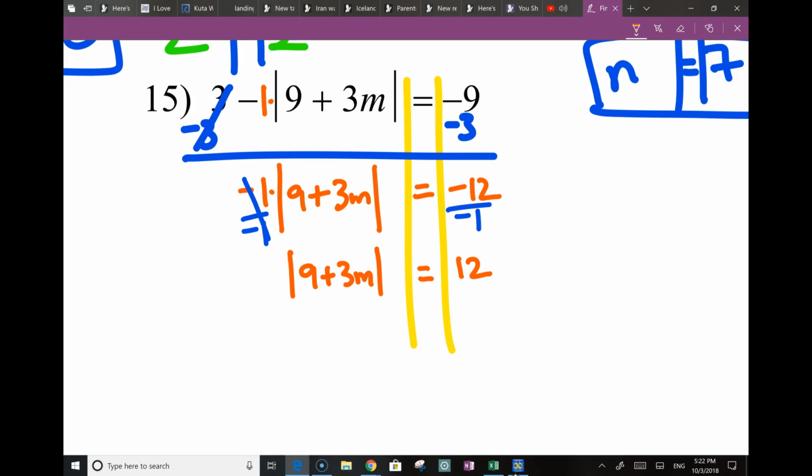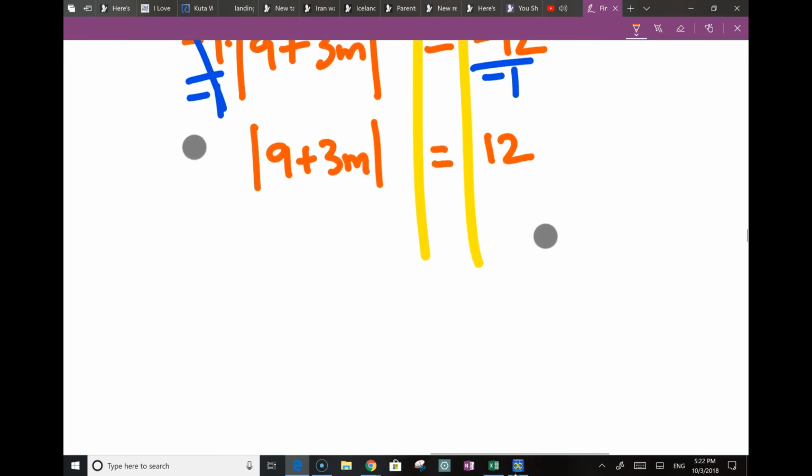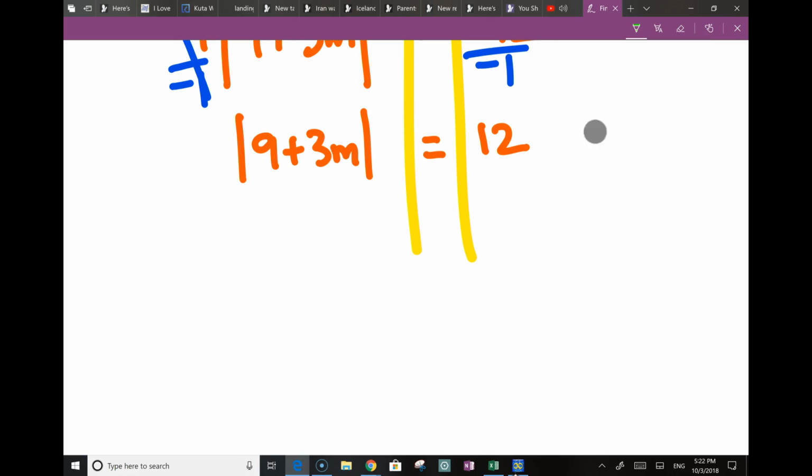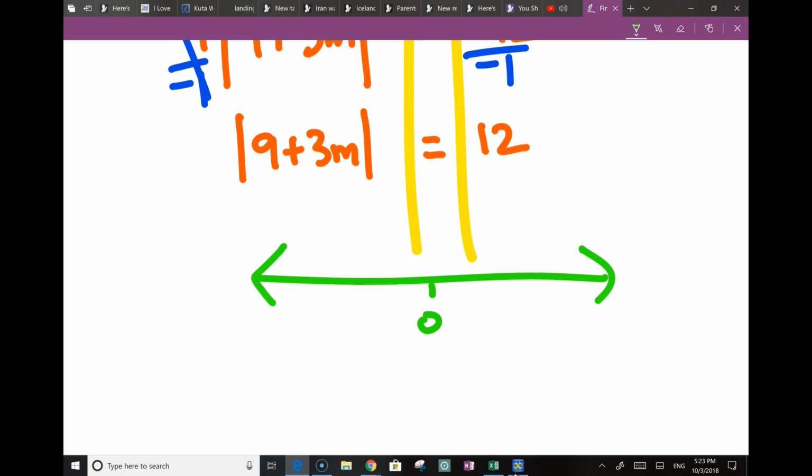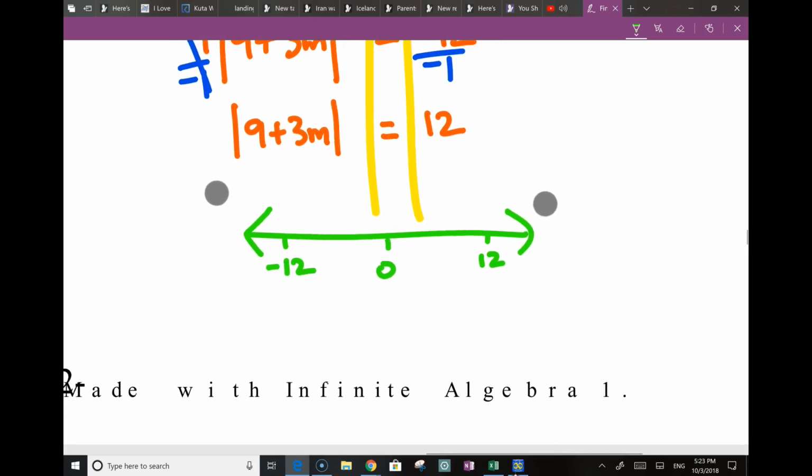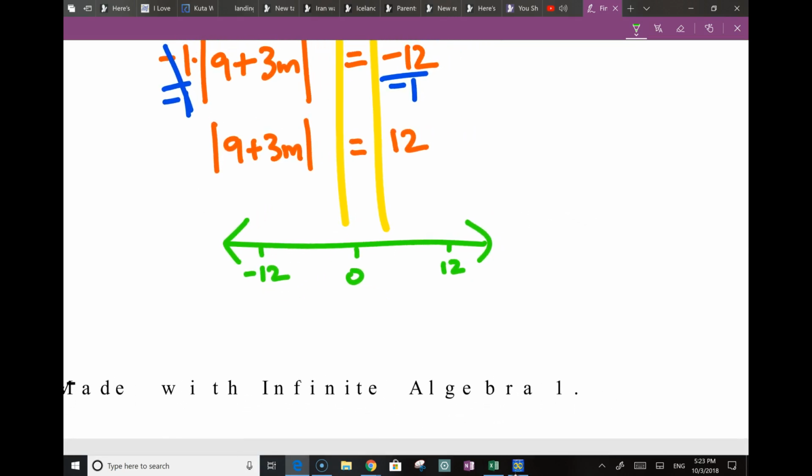So now I want to think to myself, what number is 12 steps away from 0? So what numbers can be 12 steps away from 0? Well, if I think about the number 0 on a number line, here's 0, and I go 12 spaces out to the right, I would stop at the number 12. And if I go 12 spaces to the left of 0, I stop at negative 12. So what I need to do is build two equations from that line of thinking.